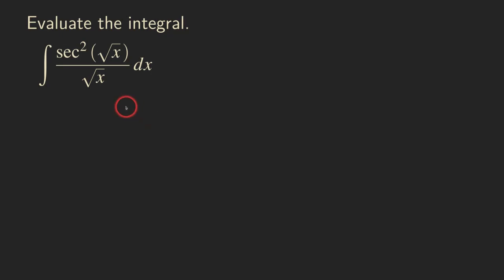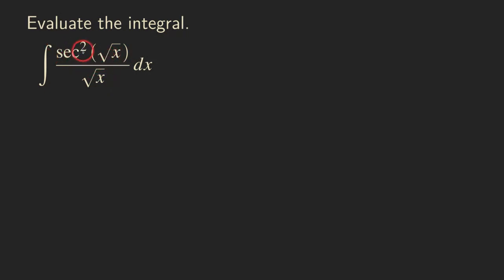Hello everyone, let's look at another integral problem here. We have this typical u-substitution problem again. At first glance, we don't feel like it's a u-substitution problem, but actually there is a hint here. There is an inner function that's square root of x, and there is the outer function secant squared of x.